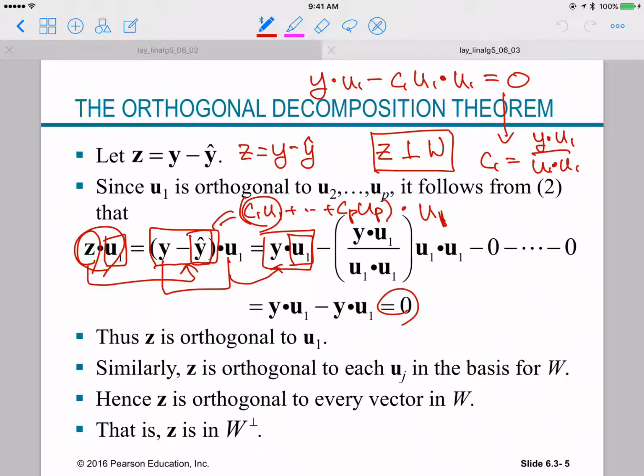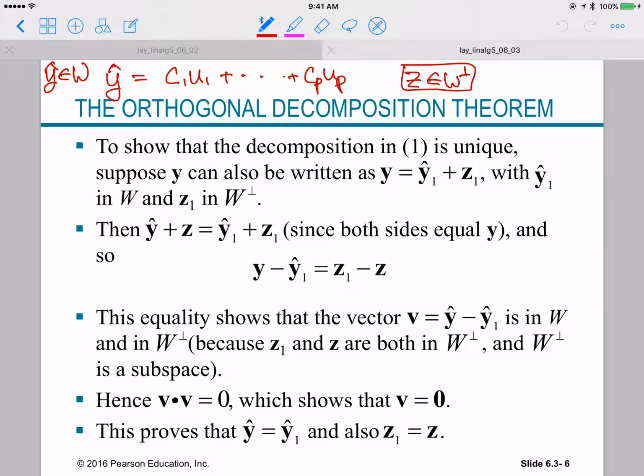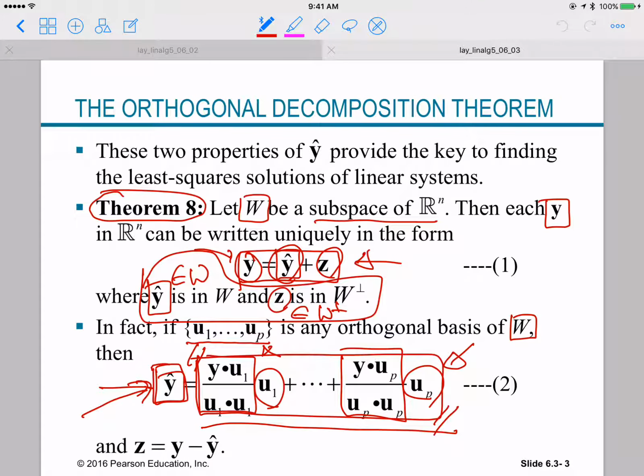Let's now try to prove that this is a unique representation. So for the uniqueness part, we have now computed this representation as our y hat. The question is whether this y hat is unique, or whether there exists some other vector, different from this y hat, still satisfying this condition.